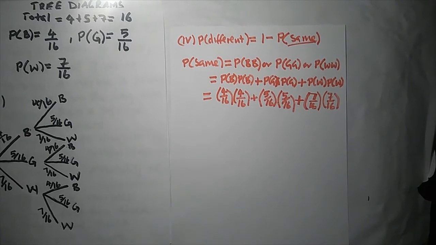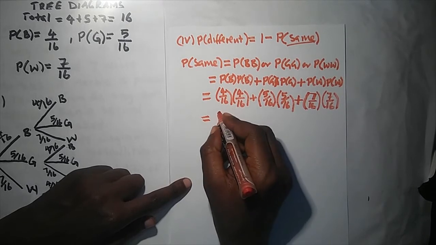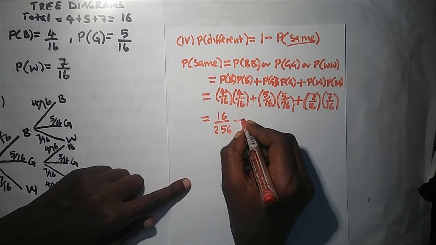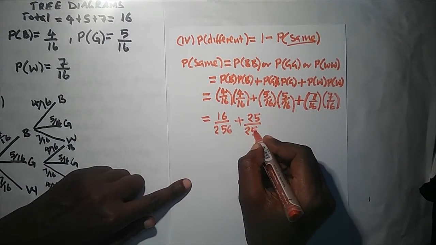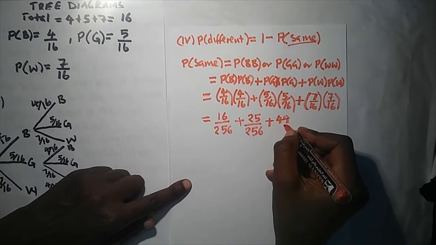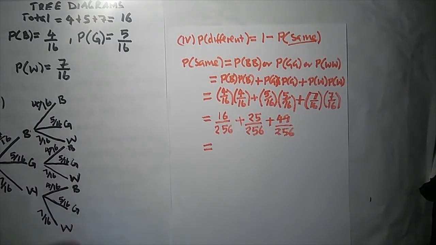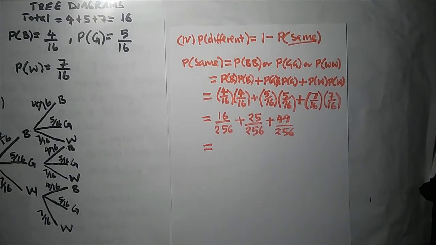Okay, so at this stage now we can simplify by multiplying the numerators and the denominators that we have. So here we are going to have 4 times 4, which will give us 16, over 16 times 16 is 256, plus 5 times 5 is 25, over 256, plus 7 times 7 is 49, over 256. So when we add on top, we are just adding on top because the denominators are the same.